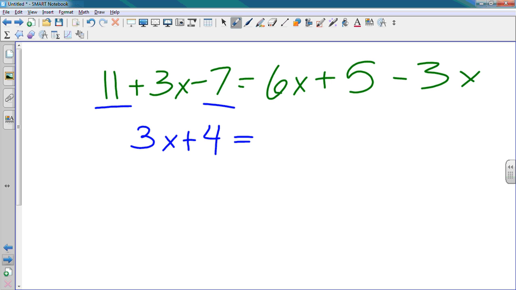Because of which property? 4 plus 3x is equal to 3x plus 4? Which property? When they move. 4 plus 3x equals 3x plus 4. Remember, this is from last section. The commutative property, remember? I'm always going to go back to those so you start remembering them. So I can put it either way. And then I combine these terms, 6 minus 3 is 3.